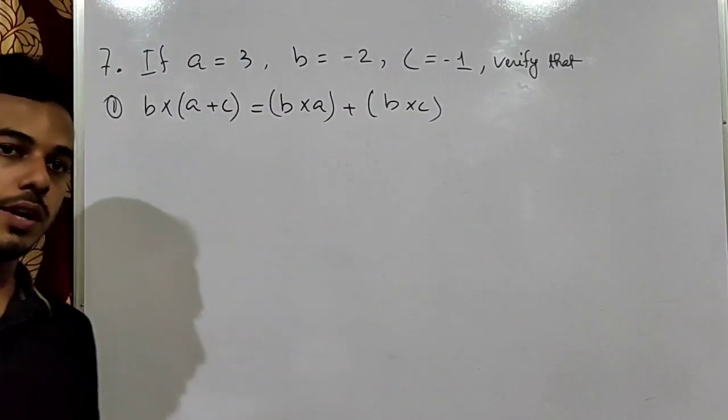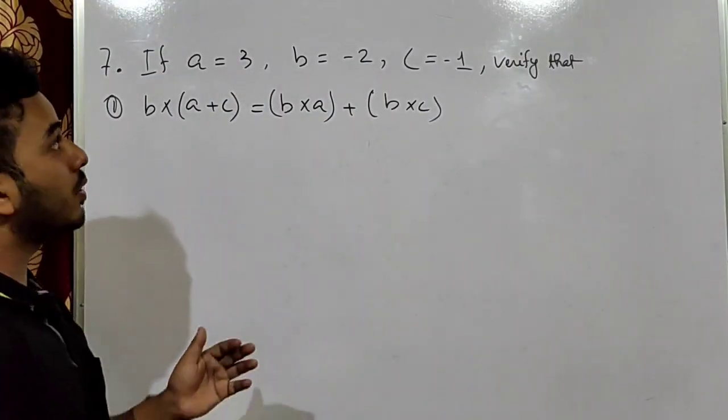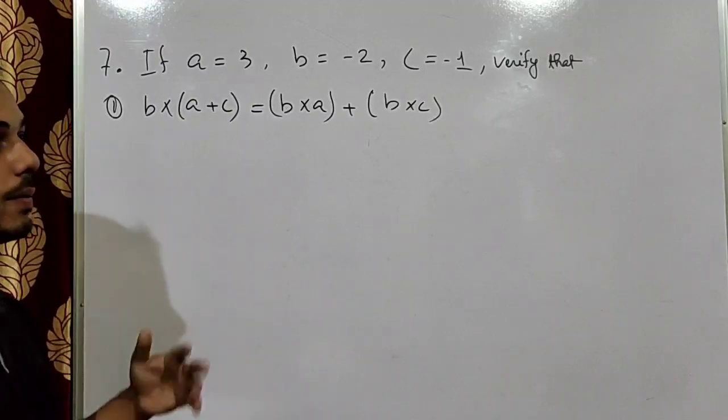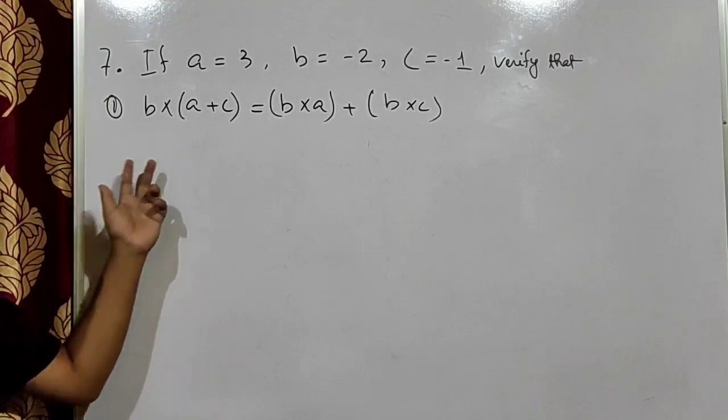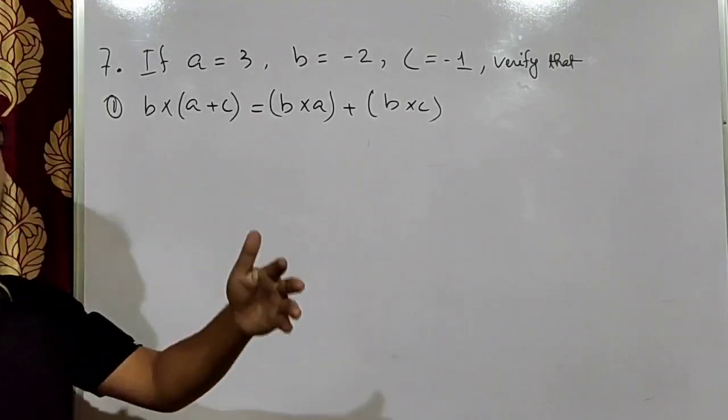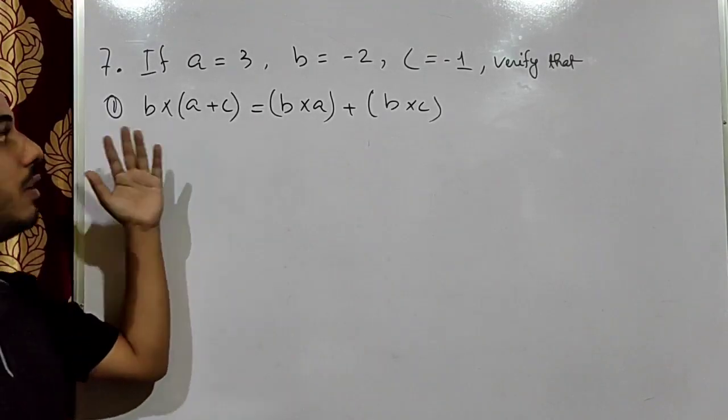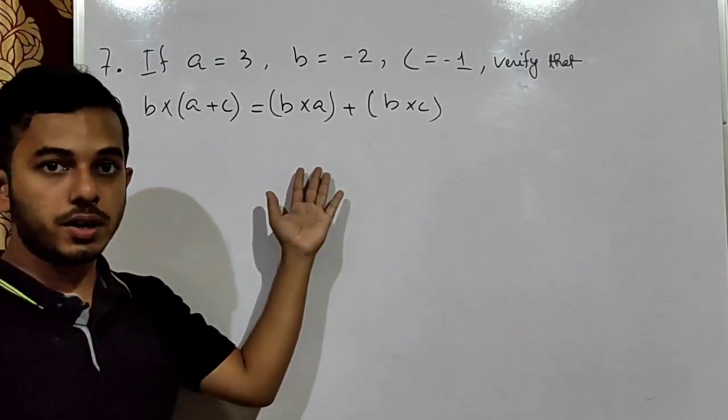Okay, so now let's move to our next question, that is question number 7. Here in this question we have been given some values of A, B and C, then we have to verify that LHS equals RHS. This is same as the earlier one. We have to verify, this is also the distributive property, right?